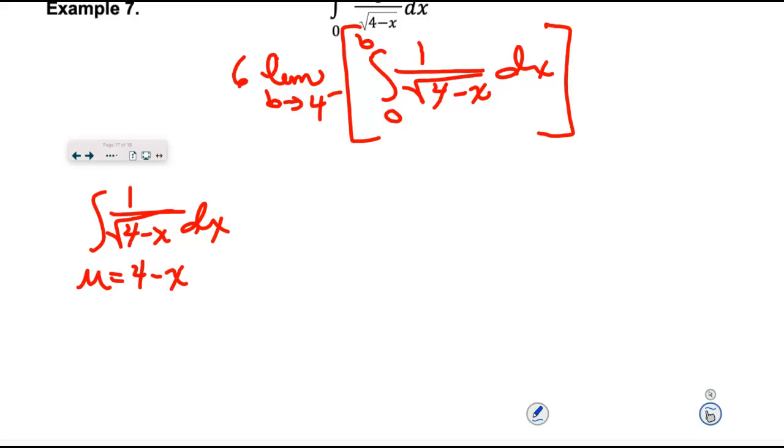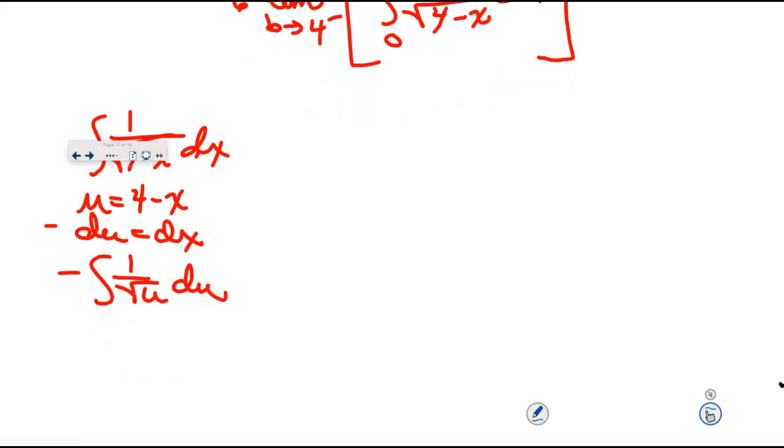So I now have 1 over root u. What's du? Negative dx. So I will have a negative correction out front, but otherwise, that's just negative 1 over root u du. Agreed? Are we getting there? What's the antiderivative of 1 over root u? I'm thinking u to the negative 1/2, so it'd be u to the 1/2, right, times what? 2. And I had the negative.